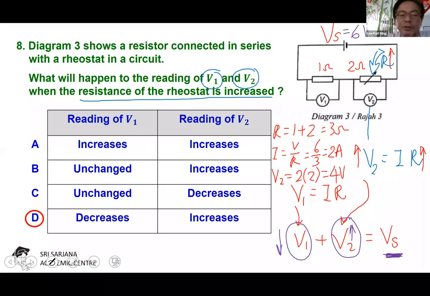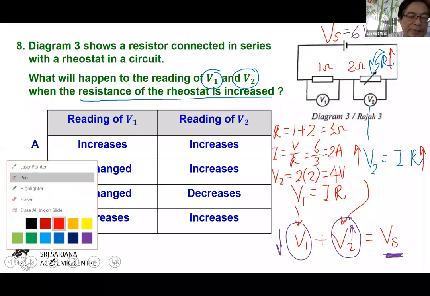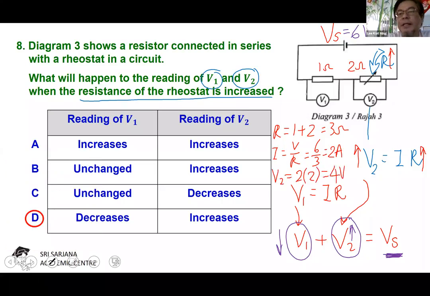Now I'm going to increase the resistance of the rheostat. I'm going to use a green color. Let's say I increase it from 2 ohm to, let's say, 5 ohm. Why do I choose 5? Maybe you know why, so that I will have a better answer. So I'm going to recalculate my total resistance. There's no place there.